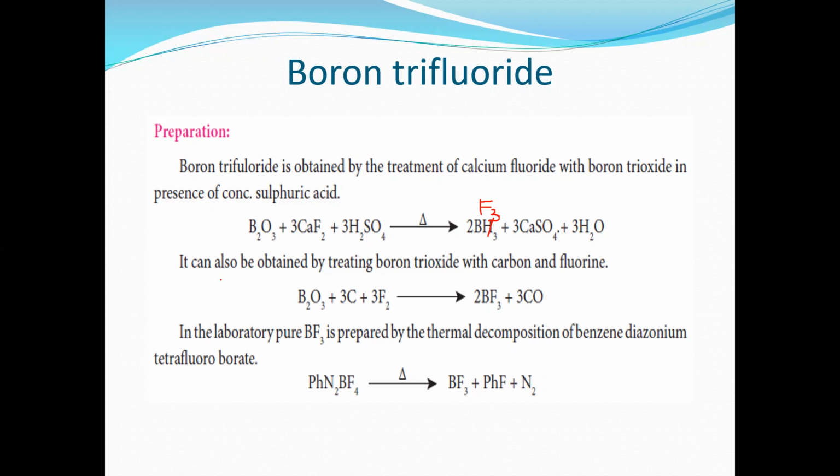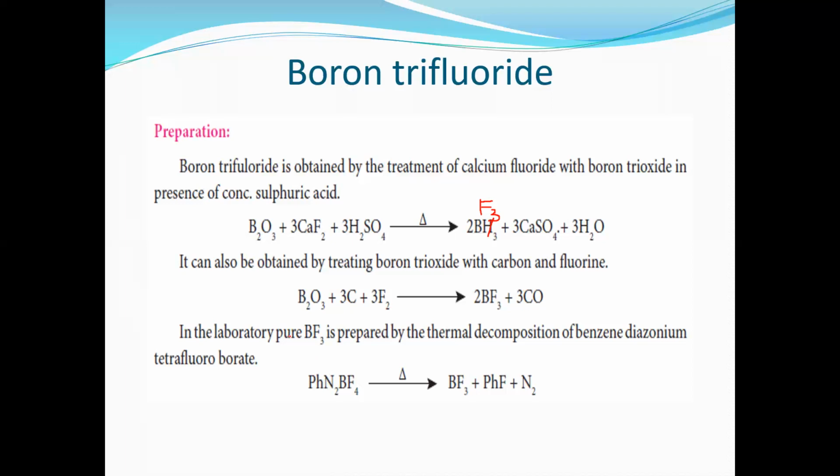So next method, it can also be obtained by treating the boron trioxide with the carbon and the fluorine. So in this method, we need to mix the boron trioxide with carbon and the fluorine, so we are getting the boron trifluoride and the carbon monoxide.